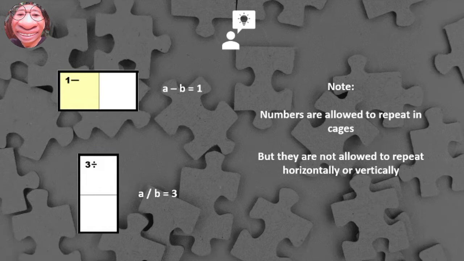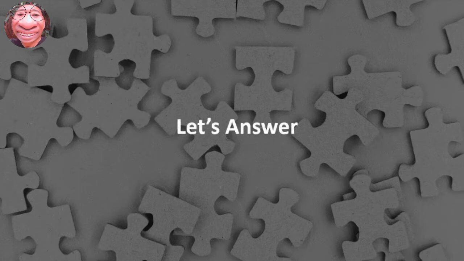And do note that numbers are allowed to repeat in cages, but they are not allowed to repeat horizontally or vertically. Next, I'll be playing some few examples and narrate my thoughts and thought process while answering, so you should be able to fully understand how to play the game.